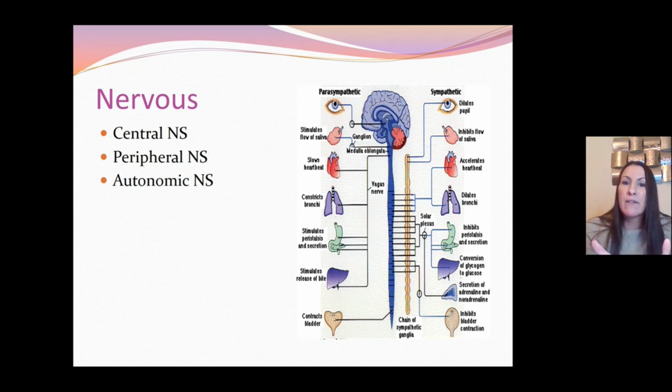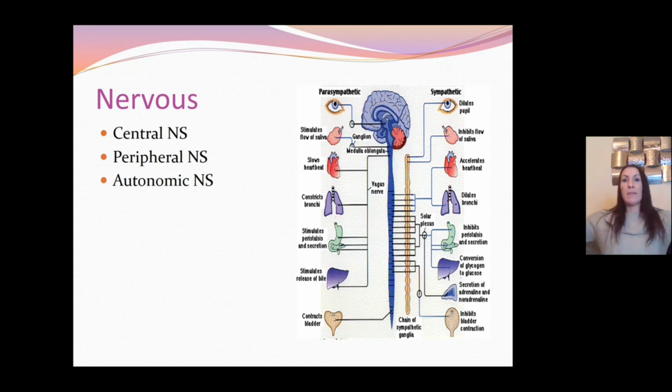The peripheral nervous system is everything else branching off from the brain and the spinal cord. So part of the peripheral nervous system includes our autonomic nervous system. Our autonomic nervous system, I always think of it being automatic. So it includes the parasympathetic and sympathetic divisions. So it's things that we don't consciously think about.